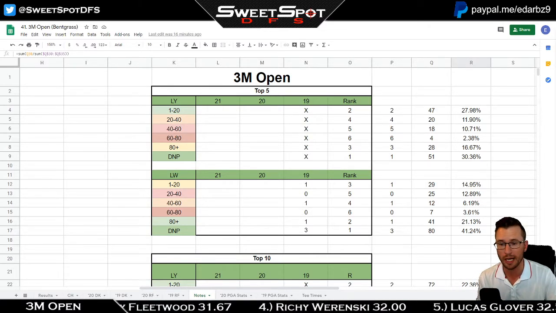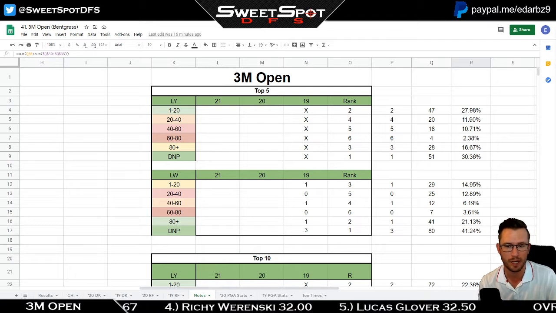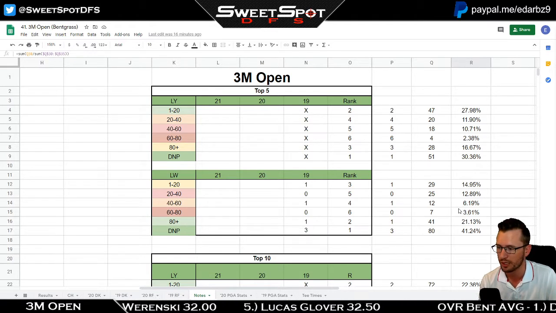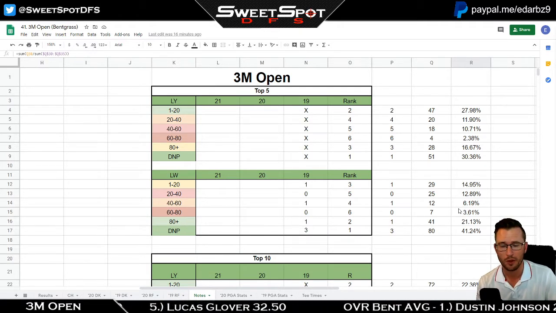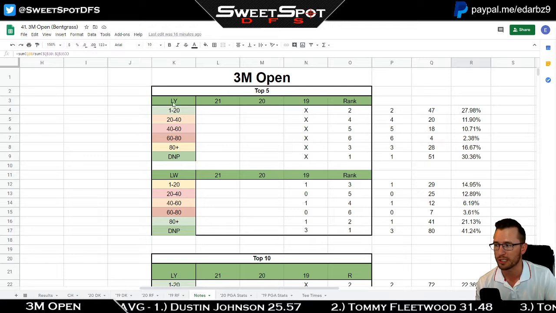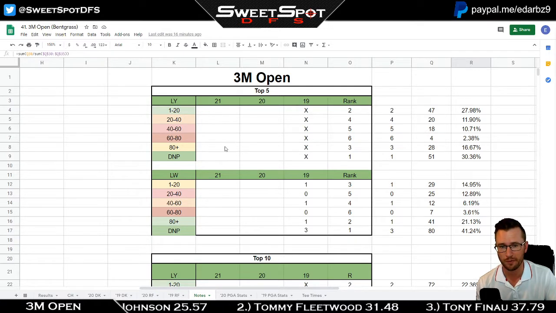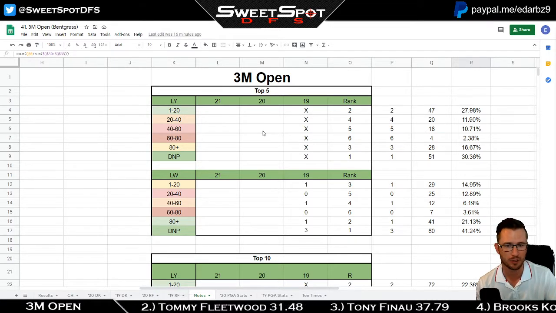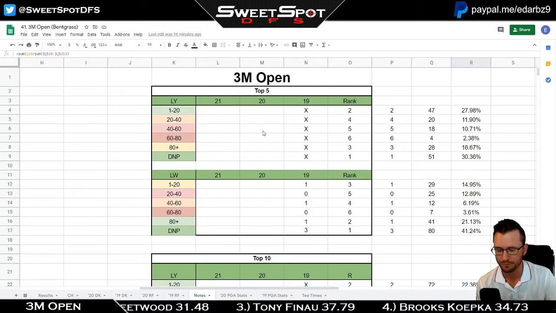So what are you looking at right now? This is the notes page for the 3M Open. It harbors the bucket system. The bucket system is a collection of finishing positions for your top 5 golfers of a particular year and your top 10 golfers of a particular year.